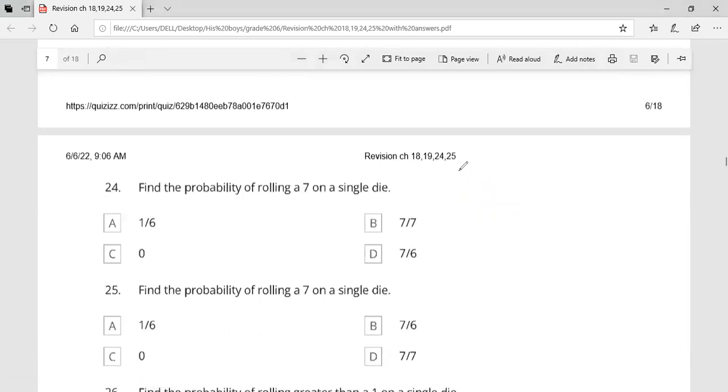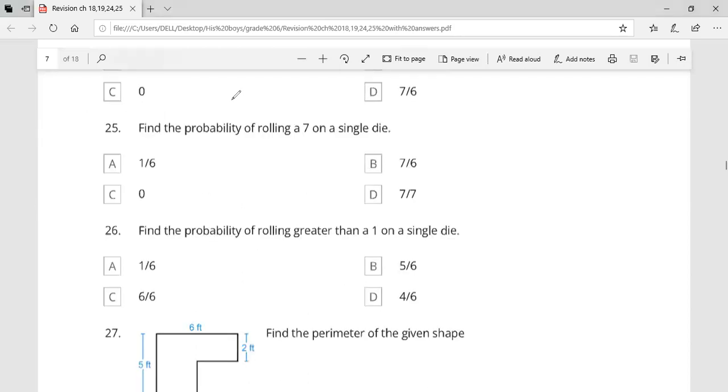Find the probability of rolling a 7. As we said, there is no 7 on a die, so it is 0 out of 6, which is 0, because we have only 6 faces. Find the probability of rolling a 7 on a single die: 0. Find the probability of rolling greater than 1: 2, 3, 4, 5, 6. How many numbers? 5 out of 6. Yes. The next one, number 27.